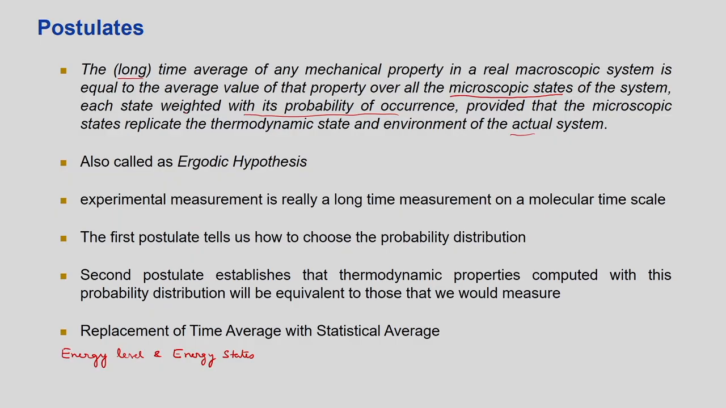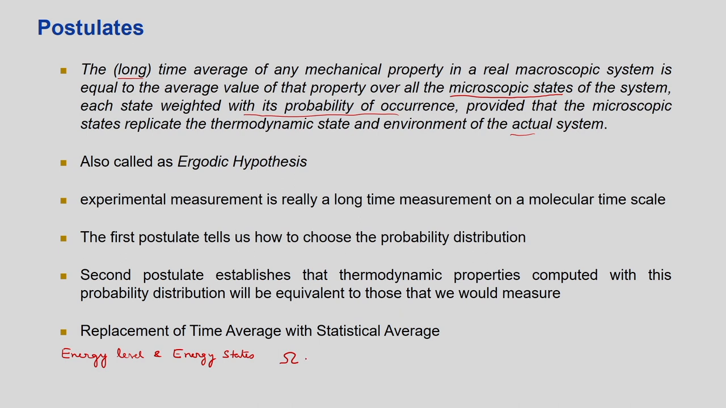So, it means that when I talk of the probability of occurrence, we have to weigh it. What is this weight? This weighting means we are multiplying it with the degeneracy. Degeneracy means, if I talk about degeneracy, I use this sign.